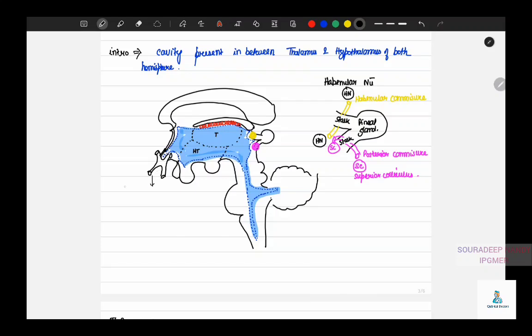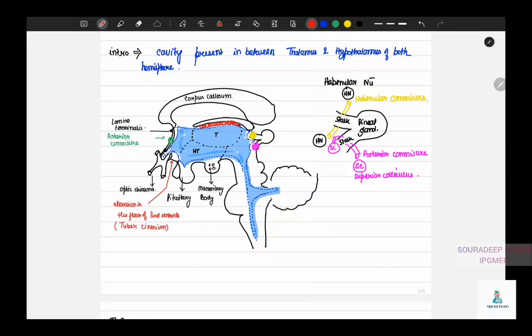So now I will discuss the boundary. Here is the optic chiasma. In front there is the lamina terminalis through which passes the anterior commissure. Here is the pituitary gland. Then posteriorly there is the mammillary body. And between optic chiasma and pituitary there is an elevation in the floor of the third ventricle, which is known as tuber cinereum.